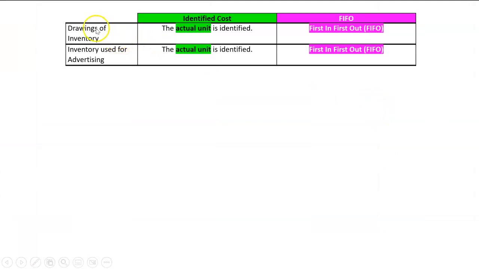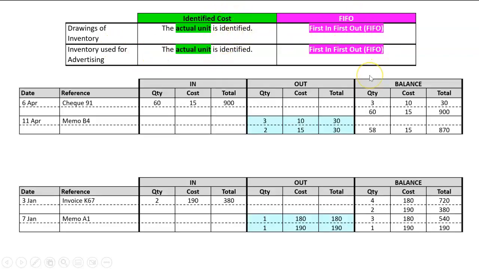What about drawings of inventory and inventory used for advertising? Well, let's consider them together because they actually look identical in the inventory card. We can't tell them apart because they will appear the same. So in identified cost, the rule will be the actual unit. But under FIFO, we'll apply first in, first out. So this could be either drawings or inventory used for advertising, but we want to know, is it identified cost or FIFO?